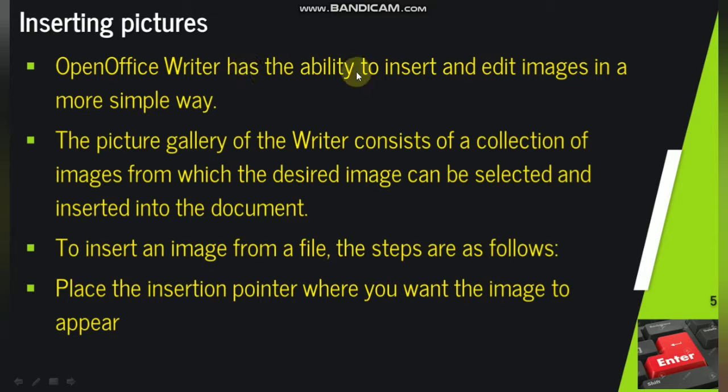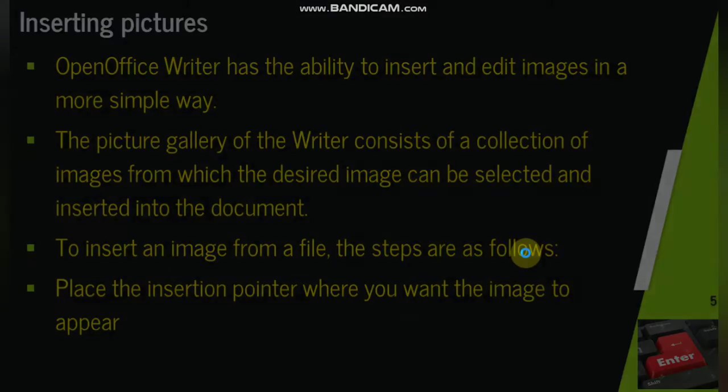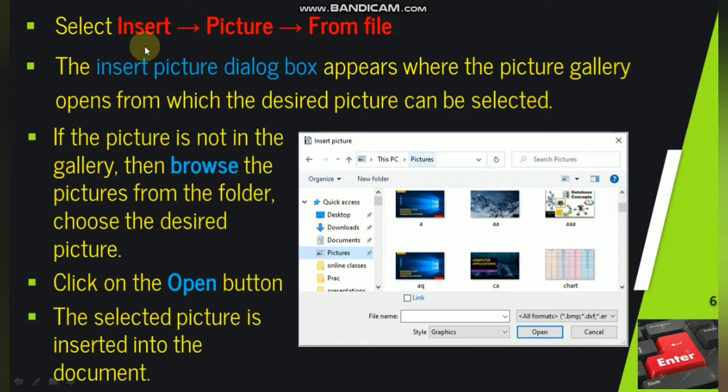OpenOffice Writer has the ability to insert and edit images in a simple way. The picture gallery of Writer consists of a collection of images from which the desired images can be selected and inserted into the document. To insert an image from a file, the steps are as follows. First of all, place our insertion point where our picture should be inserted, and choose the Insert menu. From the Insert menu choose Picture, and from Picture choose the From File option.